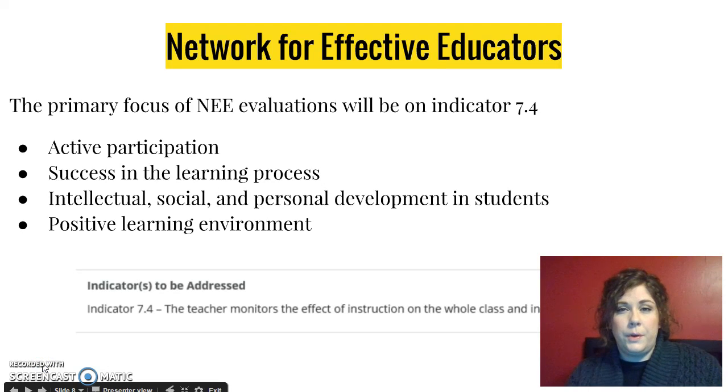So the primary focus for our NEE evaluations will be indicator 7.4, which looks at active participation, success in the learning process, intellectual, social, and personal development in students, and positive learning environment. The actual indicator says that teacher monitors the effective instruction on the whole class and individual learning. So some things that we'll be looking for are the active participation. Are students engaged? Are they listening to the teacher and engaged in the conversation, raising their hand, working with each other, having that active communication?